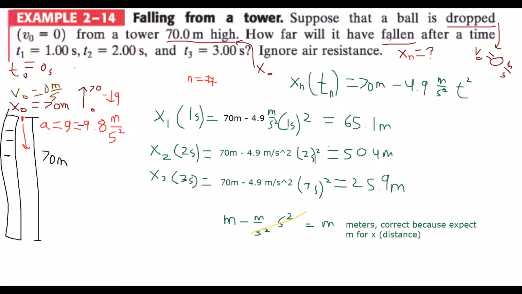Now you want to find the distance that it's fallen. It started at 70, which is x naught. Let me do that in a different color. Then it'll fall down to about 65, which will be x1, and then it'll be at about 50, which is the x2, and then down to 25, which is x3, right? So to find the difference, you just do the delta x value.